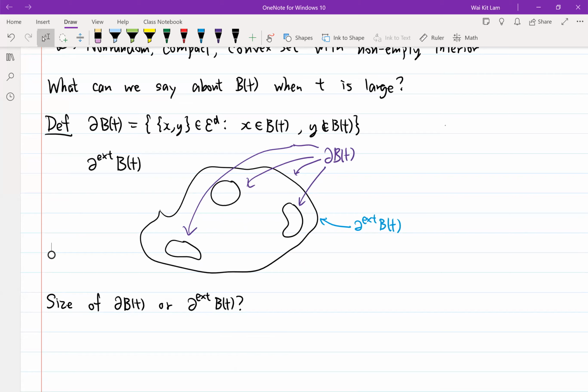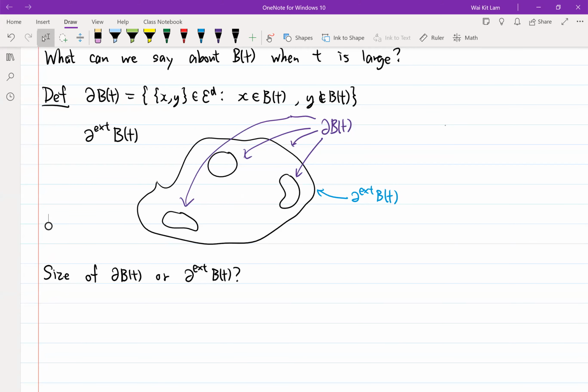So let's go back to our question. What is the size of this boundary, or the exterior boundary? Before I talk about how we can analyze this, let me put a remark here. Perhaps some of you, or actually all of you, know what LPP is, last passage percolation. This problem is actually trivial in last passage percolation, at least in 2D.